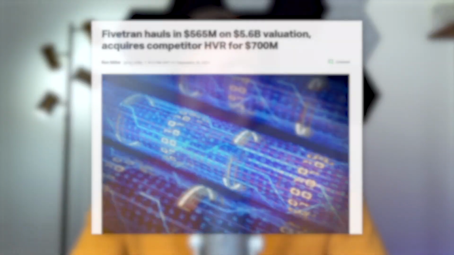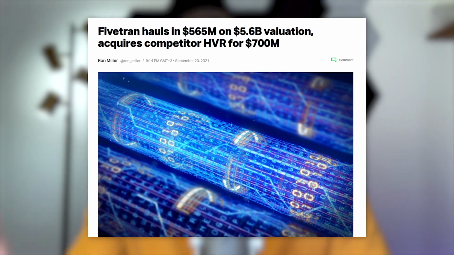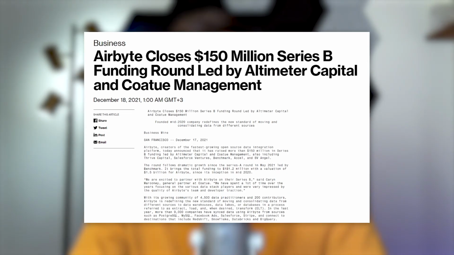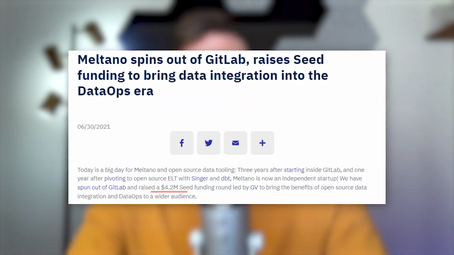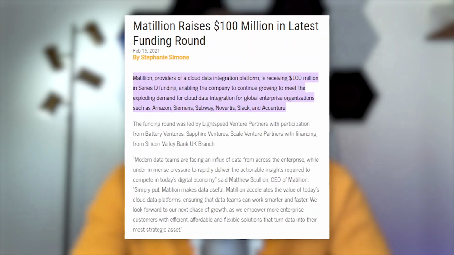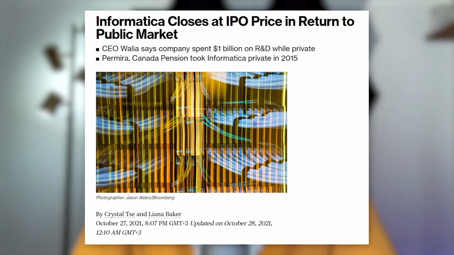Fivetran in total has raised nearly $1 billion with a $565 million funding round coming last year. Again, we talked about Airbyte's $150 million. Also, Tano's $4.2 million, which honestly, compared to the rest of this, seems like chump change, as well as Matillion's $100 million. And those are just some examples. Not even to bring up the fact that Informatica, I believe, went public last year and is probably worth billions at this point.